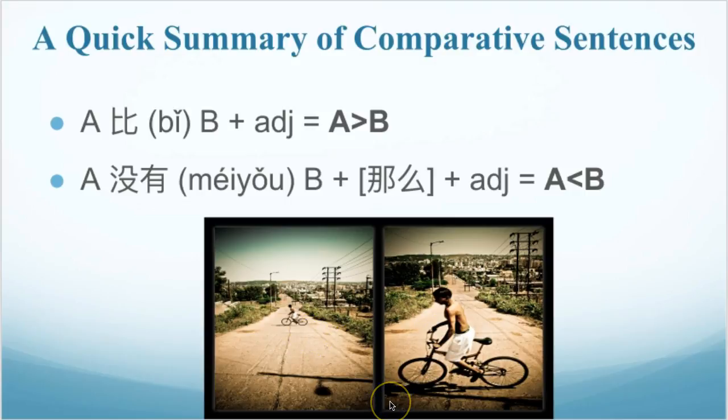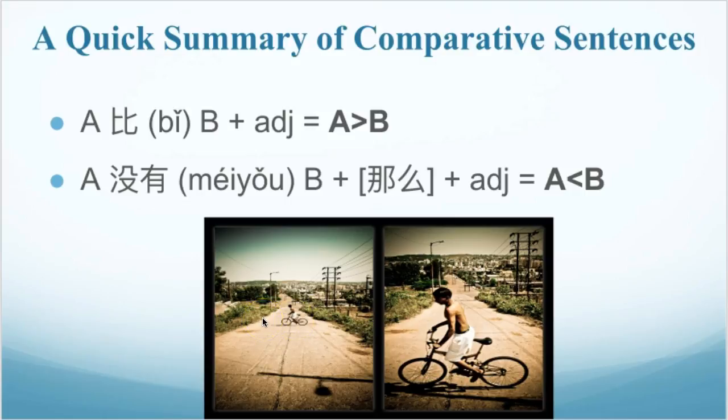Now, what if I was standing somewhere else? What if I was standing here? Let's say I was standing right here. That means I'm closer to boy A versus boy B. So then I would say, boy A 比 boy B 近 because he's closer. Or if I want to say he's further away, I can say boy B 比 boy A 远, further away.